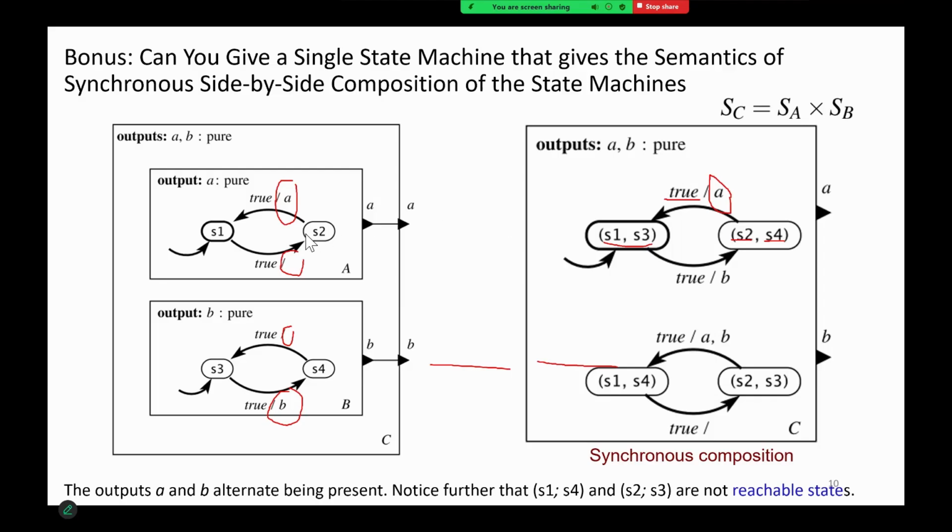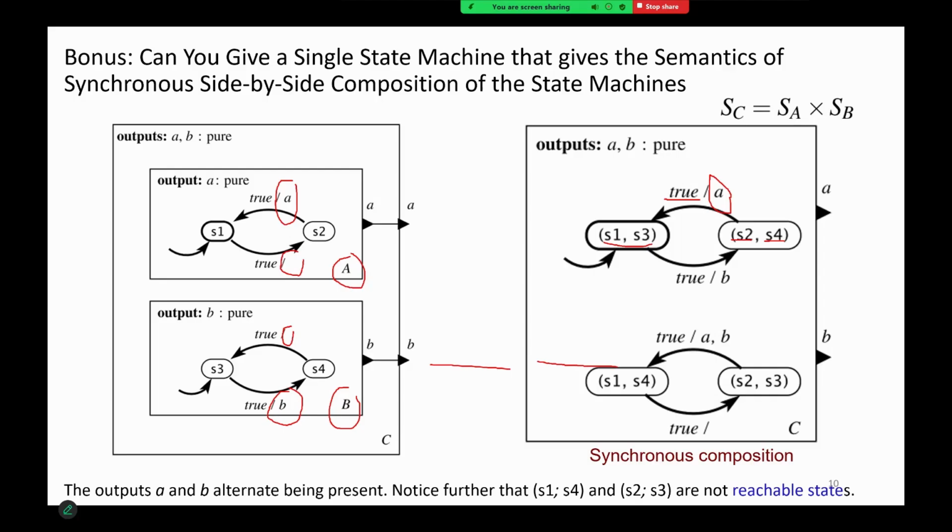And given that they are synchronous, you cannot move in one of them and pause the other one. They are happening together. So it's either S1, S3, or 2, 4. That's why the two other states are non-reachable. If they are not happening together, they will be reachable. And as you can see, the components A and B are happening together. However, the output are oscillating. A, B, A, B. Right?